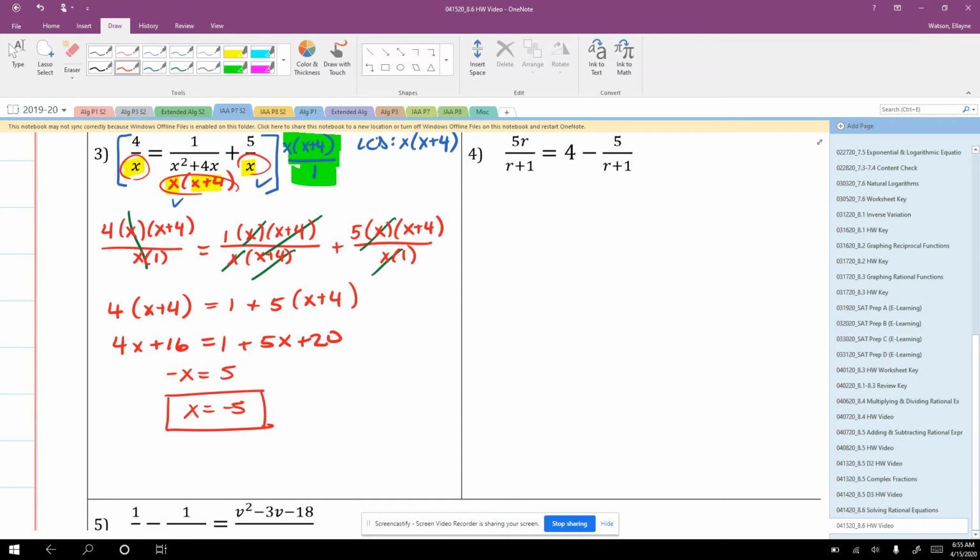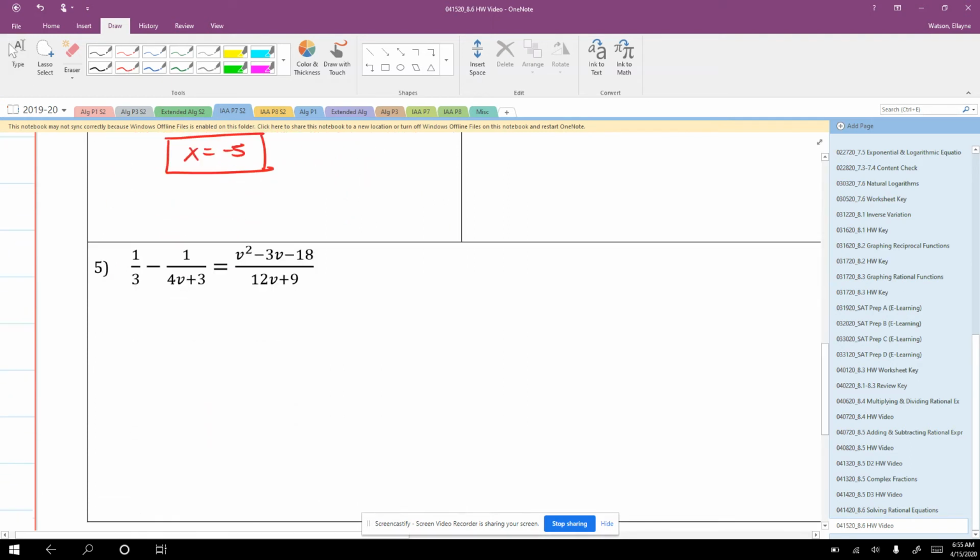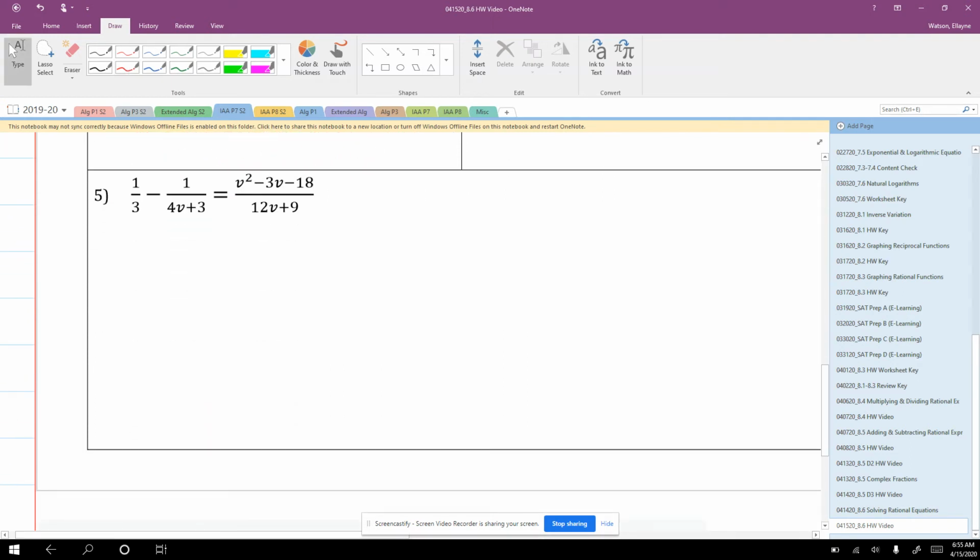Okay. And then I'm going to go over number 5. And again, I am going to post the entire key for this one, so if you're struggling with number 4, you can see the work I did there. All right, let's start. Same process. Let's find the LCD. So in order to do that, let's factor out each denominator. Nothing to do with the first two denominators, but this third one, we can factor out a 3, and that leaves us with 4v plus 3.